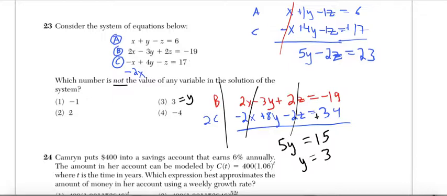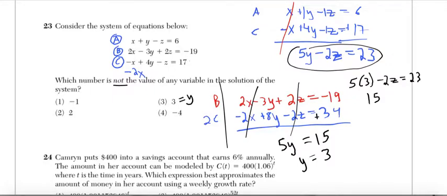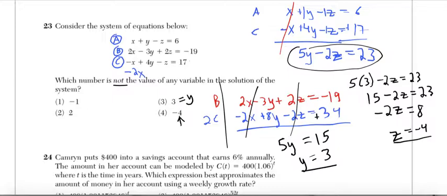Now, if I substitute into this equation, if I substitute 3 for y, 5 times 3 is 15, minus 2z equals 23. Subtract 15 on both sides, and you end up with negative 2z equals 23 minus 15, which is 8. Divide both sides by negative 2, and you get z equals negative 4. So we got this and this. This is our z value, right? So that's also eliminated.